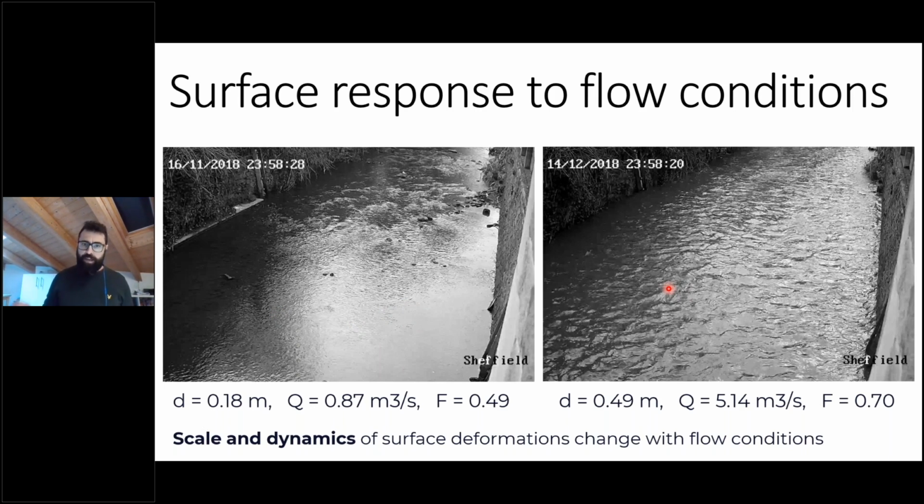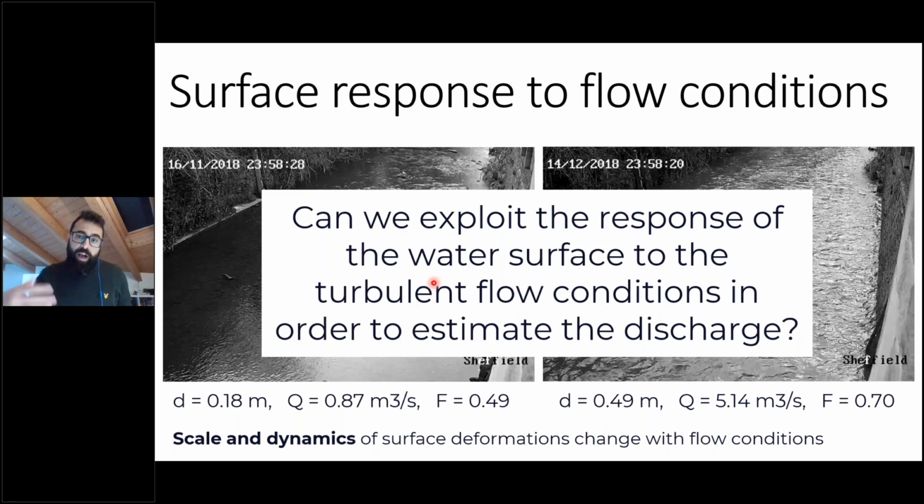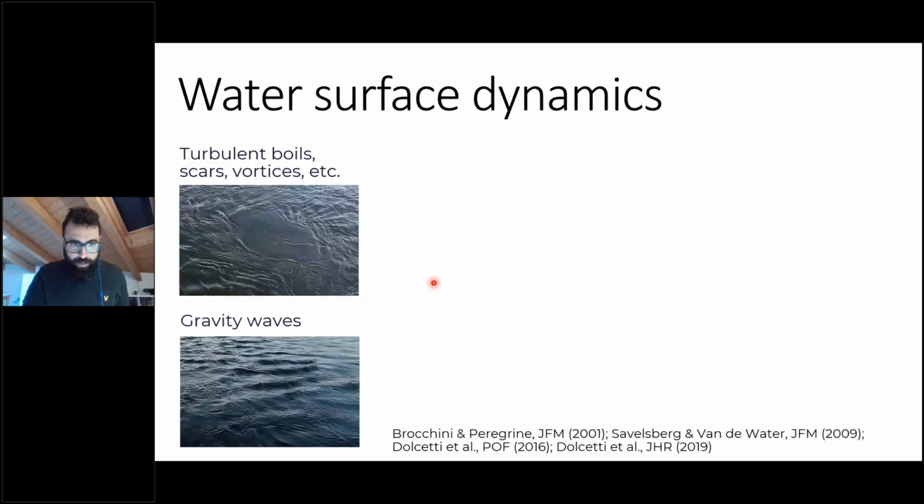We started by realizing that the water surface responds to changes in flow conditions. We can see it with these two images taken on the same river at different times. Clearly the scales and also the behavior of the water surface, its shape in general, change a lot with the flow conditions. So we asked ourselves whether we can use this change in order to estimate the actual flow conditions. We've done some work on characterizing the dynamics of the water surface, so we start from that.